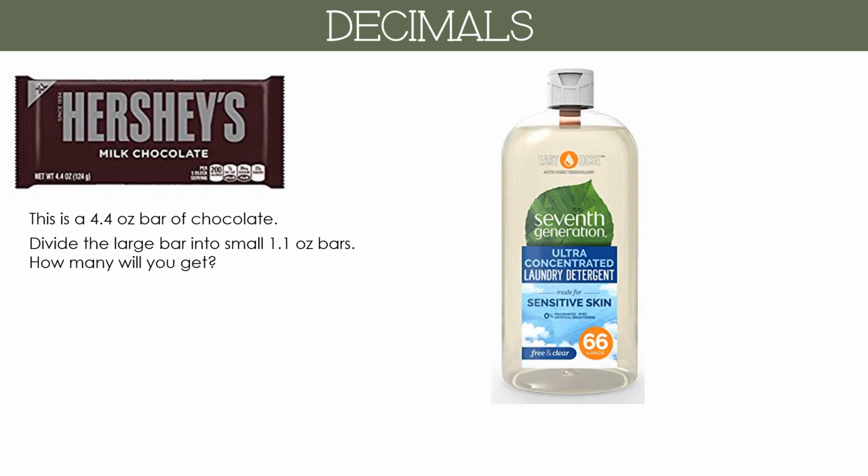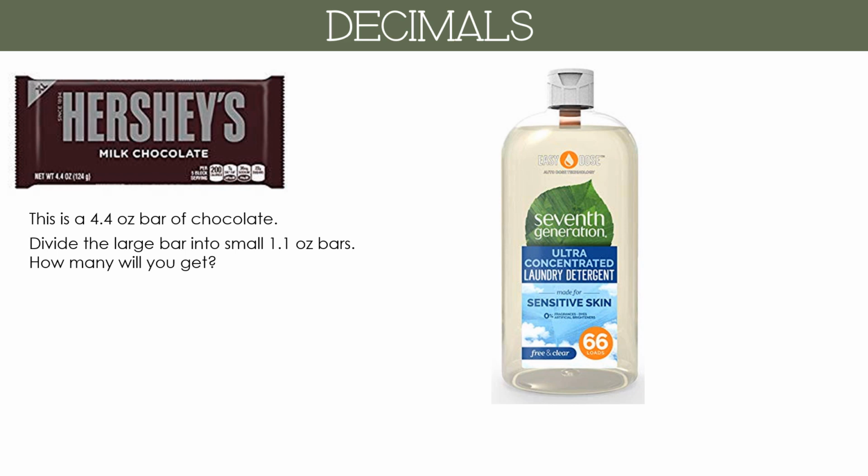So let's look at this chocolate bar. This is a 4.4 ounce bar of chocolate. When you open a chocolate bar, you're going to notice that you can break them up into pieces. So we decide we're going to divide this large bar into 1.1 ounce bars. That means we're going to break it apart. Well, how many will we get? What do you think we'll have to do?